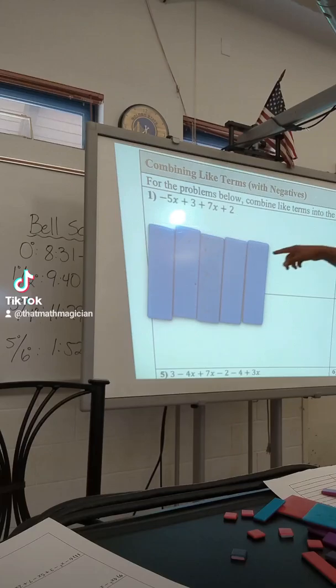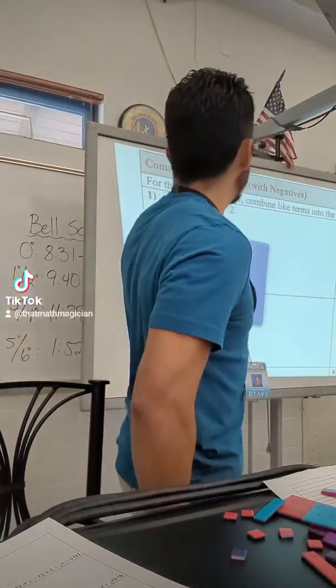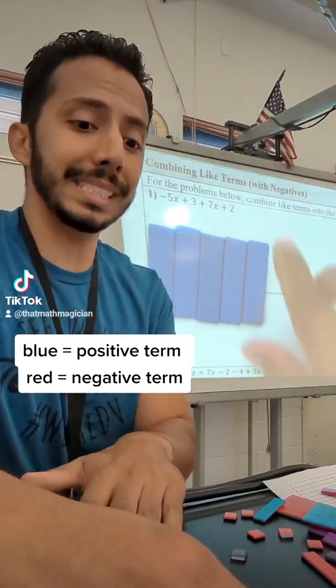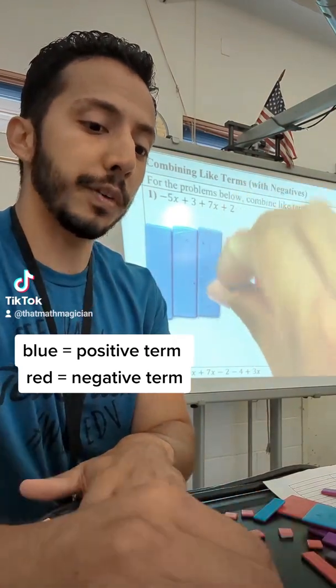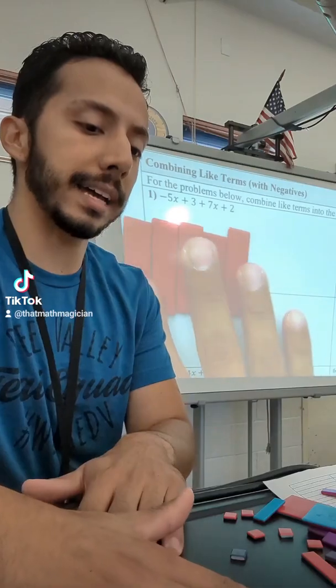When they're blue like this, that means that they're positive. And this says negative 5x's. So what do you think I got to do with those? Flip them over, right? The red side represents the negative side. So if I flip them over, now we have negative 5x's.